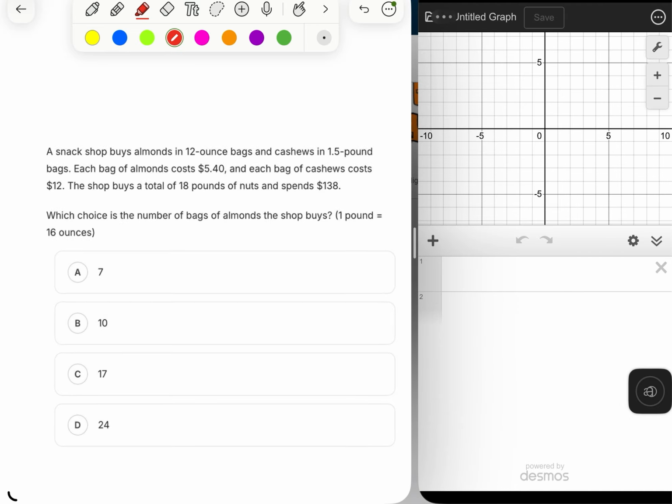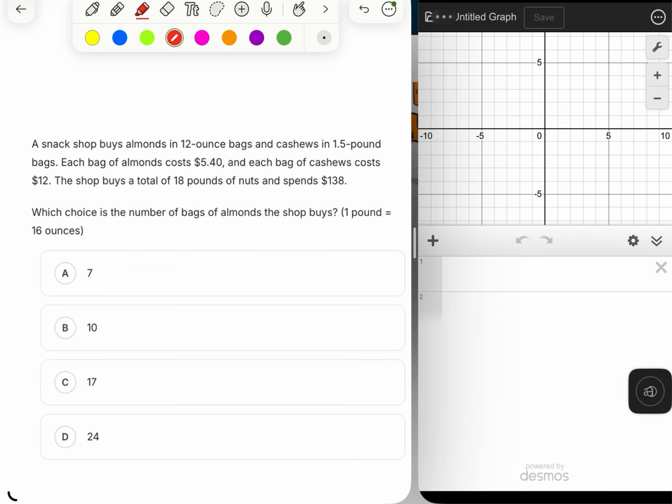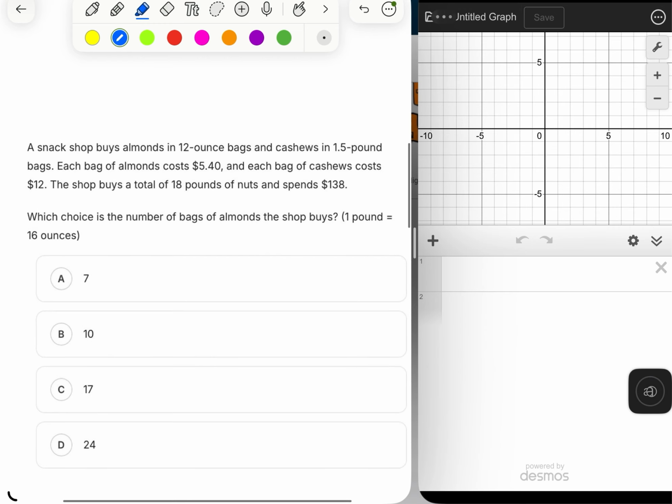So right away, there's actually a lot of parts to this question that might seem kind of hard to deal with, but once you realize how to set up a system of equations, it will actually make the answer much easier to get. So, first of all, look at what we're trying to find. We're trying to find the number of bags of almonds. That's our end goal here.